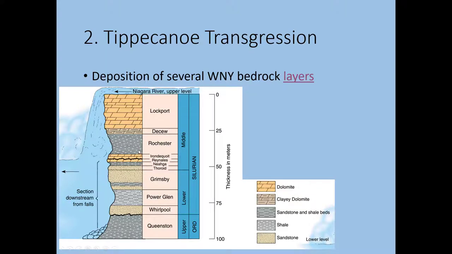And these rock layers are overlain by a couple of rock layers, but importantly, the Lockport Dolomite. The Lockport Dolomite, or the Lockport Dolostone, is locally very important. Niagara Falls actually flows over it. It's a very resistant rock layer. I'll show you more in just a second.